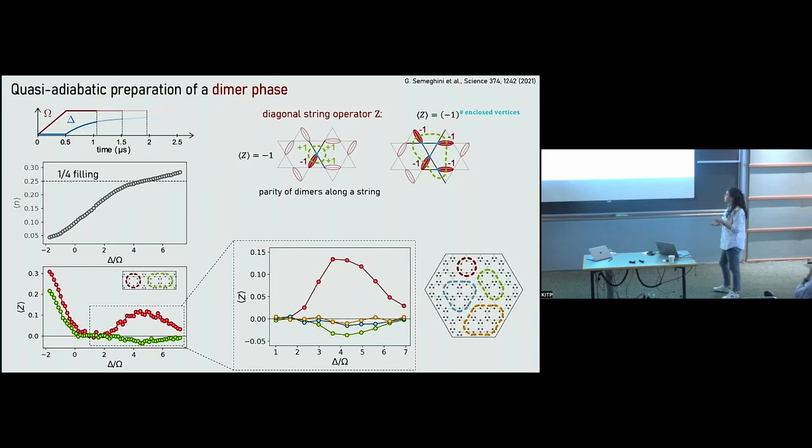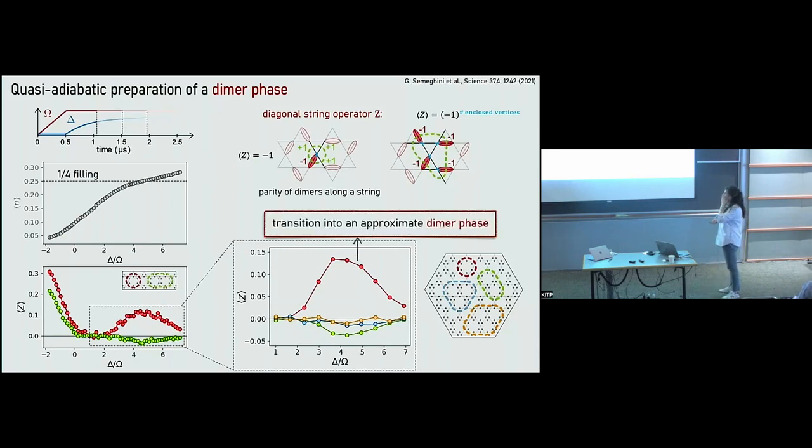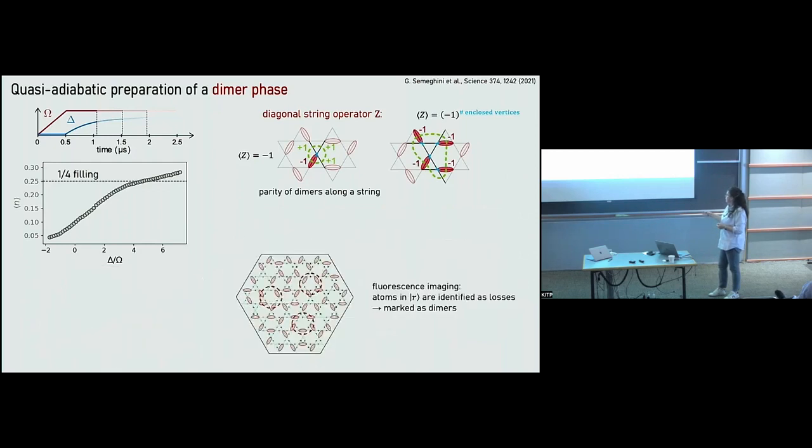So from this first measurement, we can conclude that in this range of the detunings, we're observing the transition to an approximate dimer phase, where the word approximate, of course, refers to the fact that the expectation values we measure are not perfectly 1 or -1, and they also decrease with the size of the loop, which means that we are in a dimer phase with a finite density of defects. So in the picture that I showed here, every time you have an empty vertex, like in this case, you will see that the expectation value flips to the wrong value.